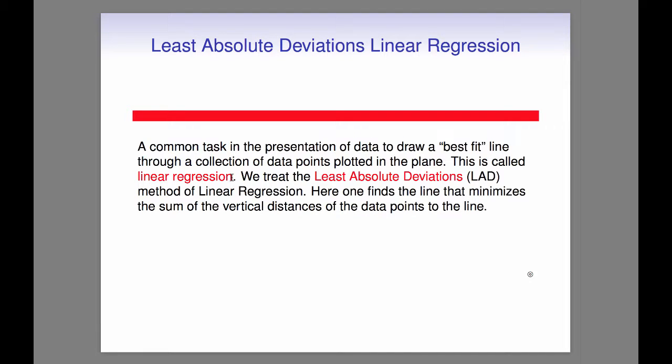This week we're going to look at the least absolute deviations method of linear regression. This is often referred to as the LAD method. Now, linear regression is a process where we best fit a line through a set of data points. And this notion of best fit has many different meanings. Some of you in the class may have seen the least squared method of linear regression, and the method we're going to look at today is a variation of that.